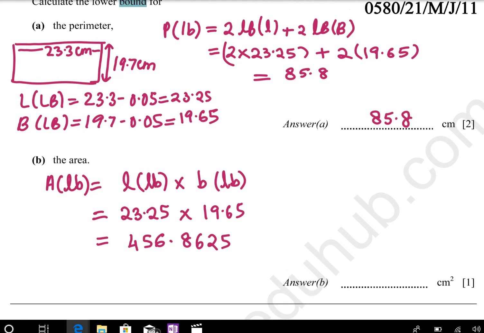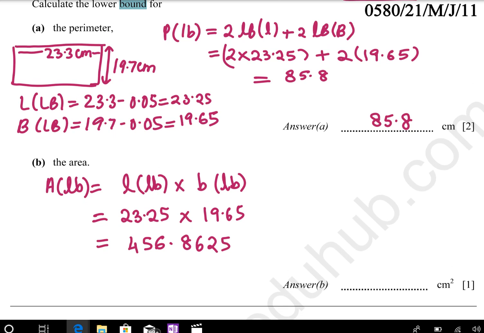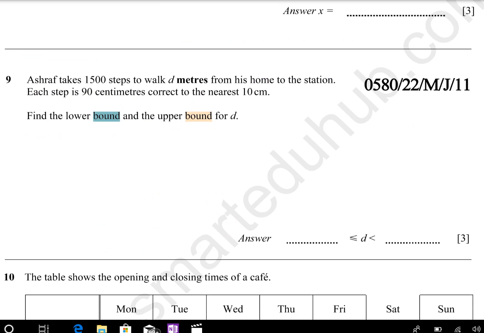Okay, so now let's solve another question. Now this question has been taken from May June 2011, paper 22, and paper code is 0580. Question number 9. Ashraf takes 1500 steps to walk d meters. Okay, so the distance is in meters and the steps are 1500. Each step is 90 centimeters, correct to nearest 10 centimeters. Okay, so the total distance is given in meters and each step is given in centimeters.